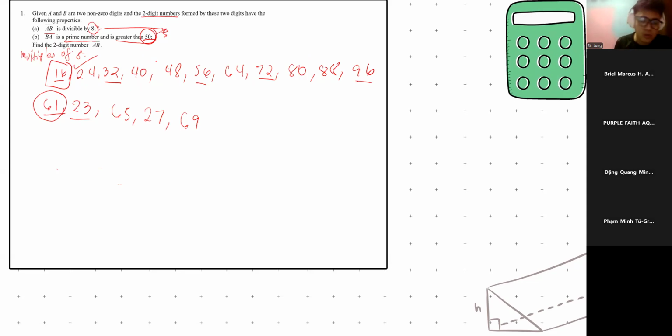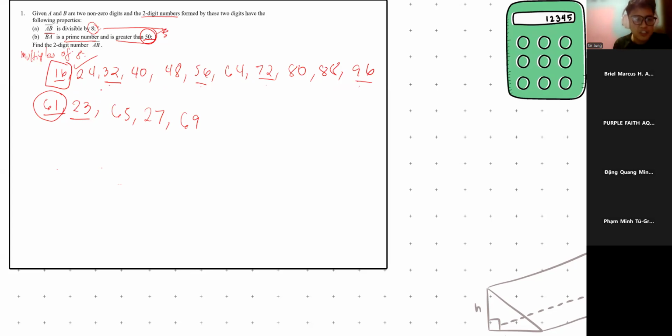Except for 2, all prime numbers are odd numbers. So we just need to check the multiples where you have a tens digit which is an odd number. In this case, you have 16, 32, 56, 72, and 96.